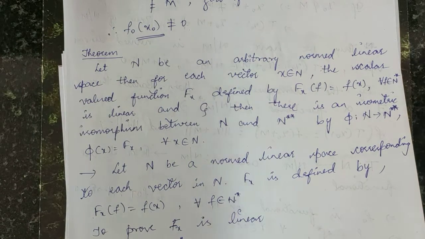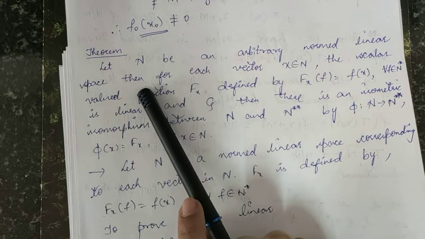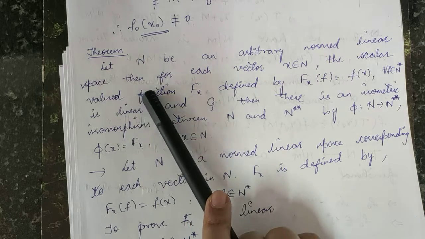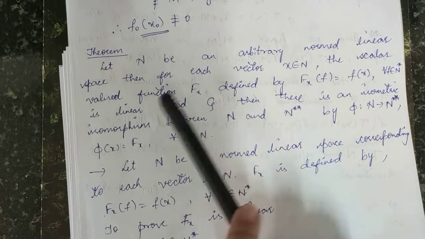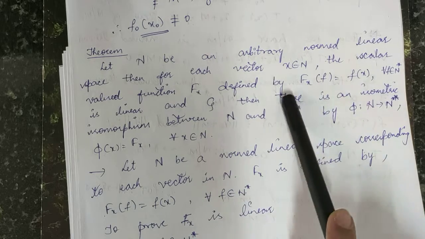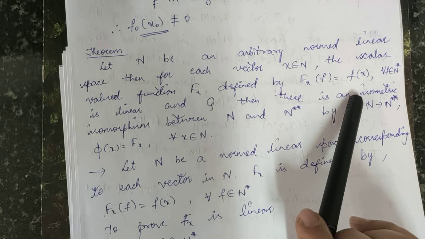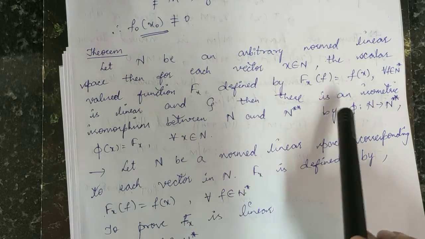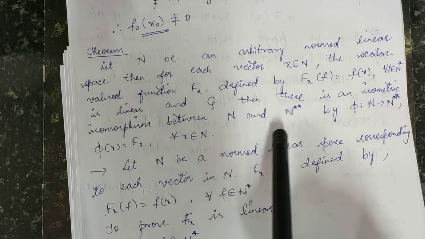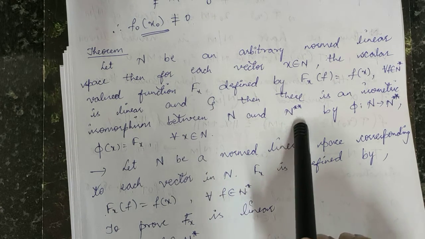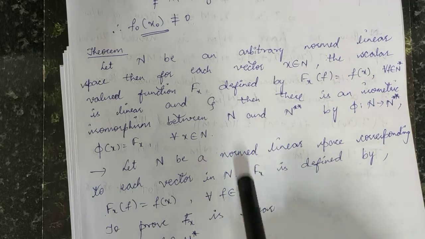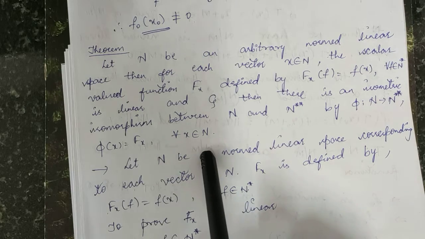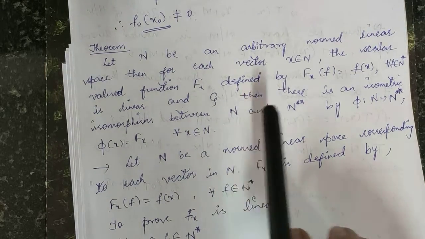Hello dear students. In the previous session we were discussing the theorem: let N be an arbitrary normed linear space, then for each vector x belongs to N, the scalar valued function f_x defined by f_x(f) = f(x) for all f belongs to N star is linear and continuous. Then there is an isometric isomorphism between N and N double star, that is nothing but the second conjugate space of N, by phi from N to N double star, phi(x) = f_x for all x belongs to N. We were discussing this theorem, right?